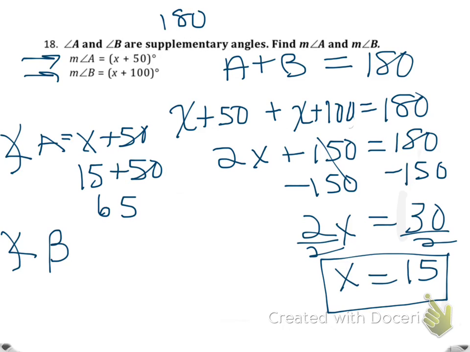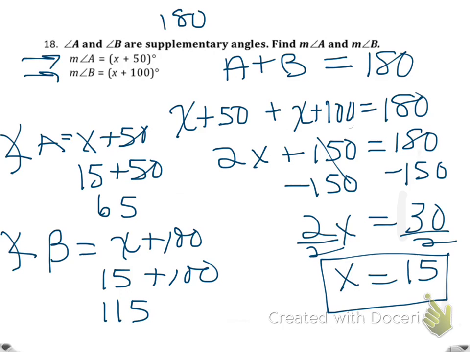Okay, the second angle, angle B, is x plus 100. And since x is still 15, 15 plus 100 is 115. Now, just make sure that when you add 65 and 115 together, you get 180, which you do, because then you know that you must have this correct, since you know that those two angles are meant to be supplementary. Okay, so we've got 2 more problems on this page.